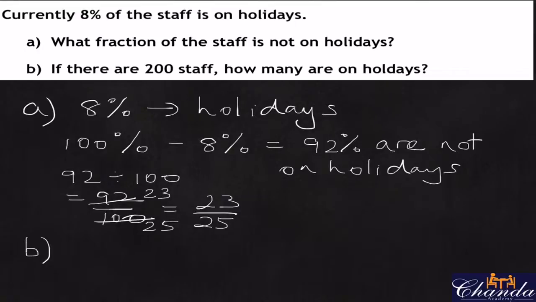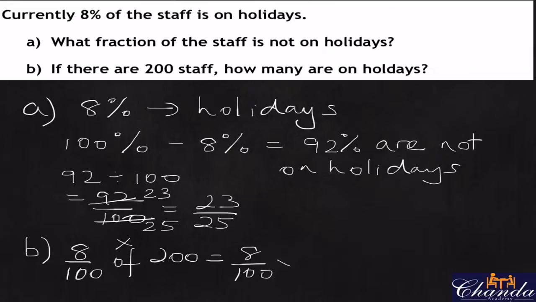And then part B says, if there are 200 staff, how many are on holidays? So if 8% of the staff is on holidays, which is simply 8 over 100 of the staff, which is 200, is on holidays, we can work this out. So 8 over 100, and we know "of" is simply a multiplication, 200 over 1. Now the zeros can get cancelled out here as we simplify. Then we're left with 8 times 2, which is 16. So if there are 200 staff, how many are on holidays? That would be the number 16. So 16 out of 200 are on holidays at the moment. Moving on to the next question.